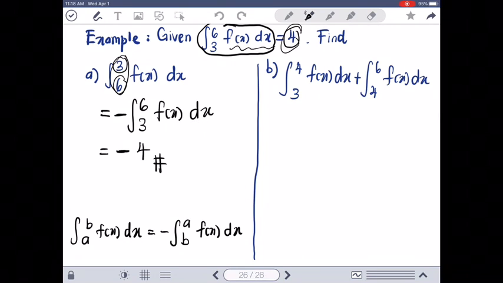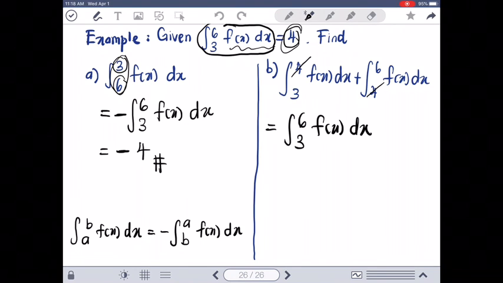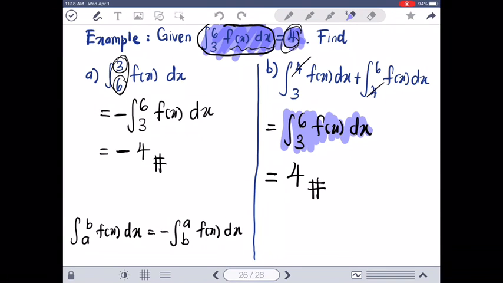Okay. For b, find the integration of this. And from the properties, we know that we can cancel 4 and 4. So we will produce integration from 3 to 6 of the function f of x dx. So given that integration from 3 to 6 of the same function is equals to 4, so the answer is just equals to 4, because this is just the same integration.